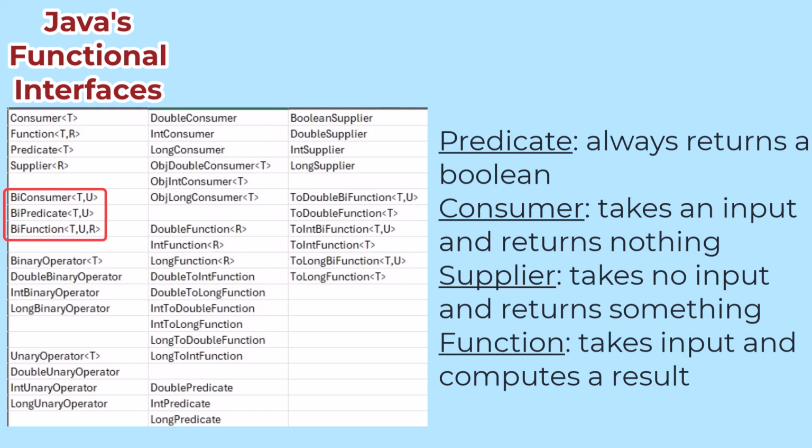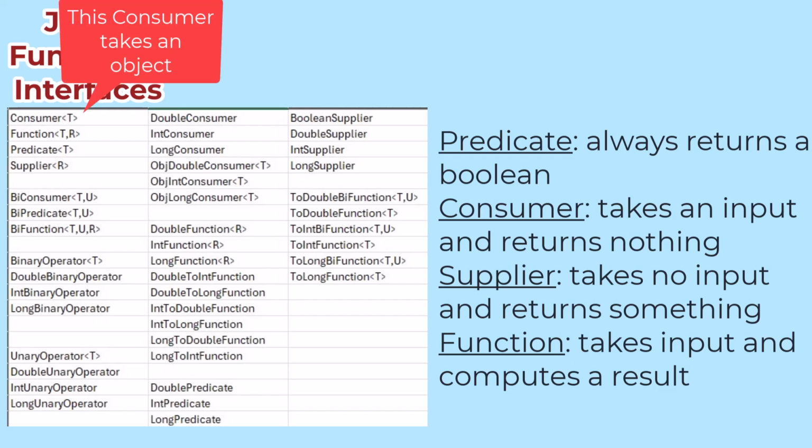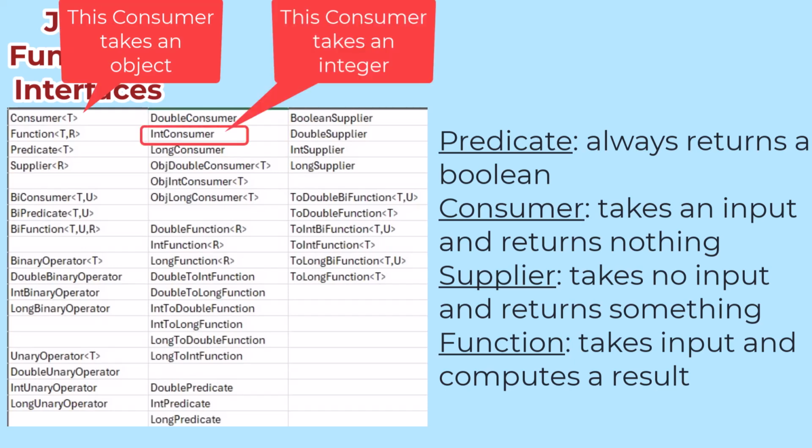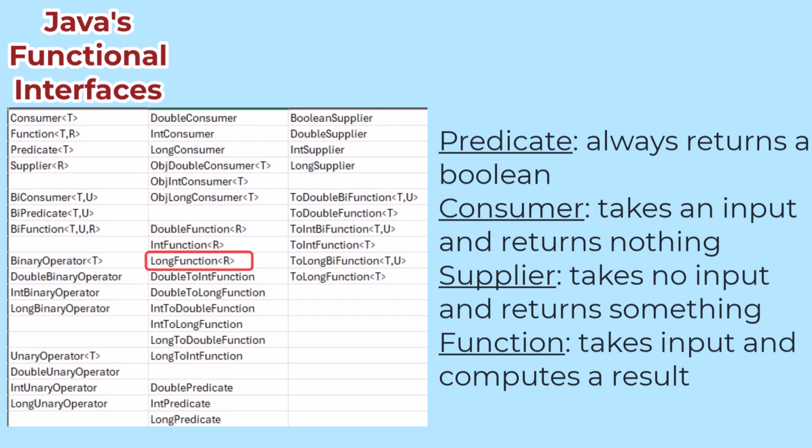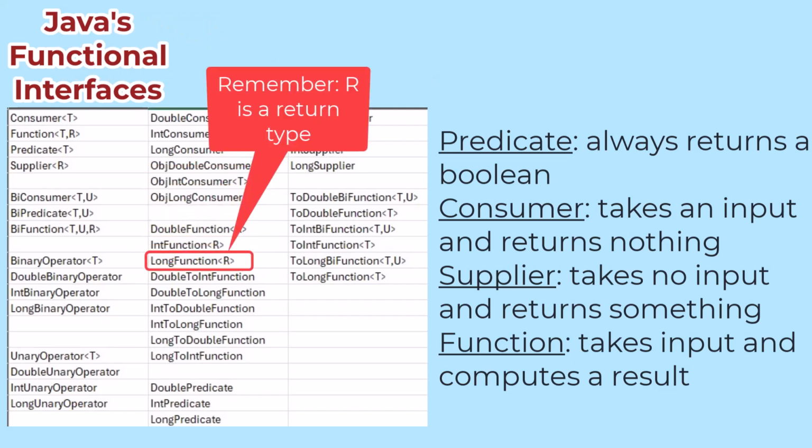For example, consumer, function, and predicate can take 2 arguments if you use BiConsumer, BiFunction, and BiPredicate. BinaryOperator is a specification of BiFunction where the 2 inputs and the output are all of the same type. Then, all of the ones that contain int, double, or long in their names allow you to use those primitive types as arguments or return values instead of using an object. For example, IntConsumer takes an int and returns nothing. LongFunction takes a long and returns an object.